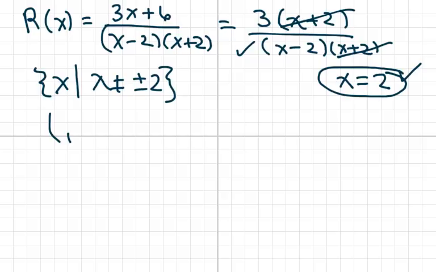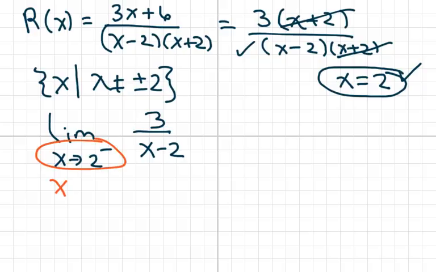So we're going to take the limit as x approaches 2 from the left of 3 over x minus 2. What this means is that when x is less than 2 and it gets closer and closer to 2 without touching, we're going to approach negative infinity, because it becomes unbounded because of the asymptote. It looks a lot like the graph we just saw.